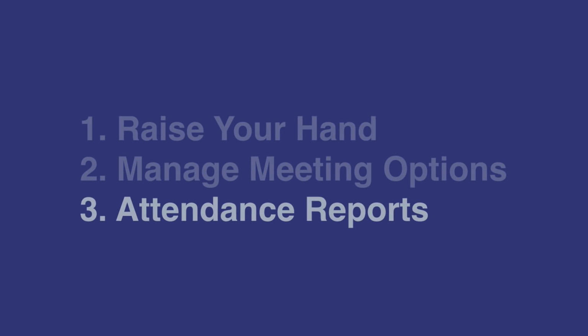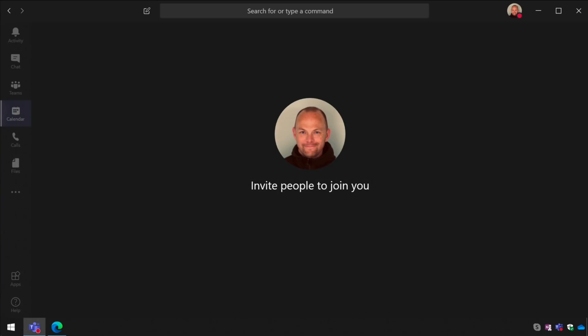The last tip I've got for you today is attendance reports. This is useful if you want to see when attendees joined and left your meeting. It's disabled by default and will need to be switched on by your administrator, and I'll put the details on how to do that in the description.